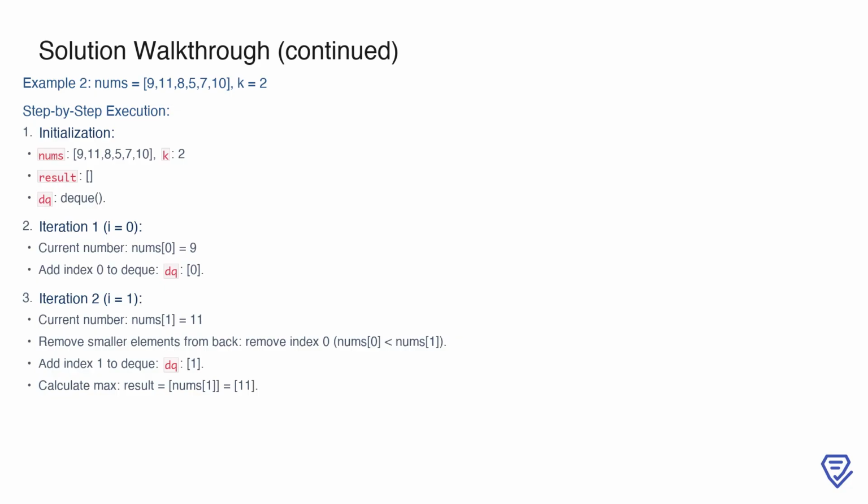In the first iteration, i equals 0, the current number is 9. We add index 0 to the deque, which now holds 0. In the second iteration, i equals 1, the current number is 11. Before adding this index, we remove smaller elements from the back of the deque. Since 9 is less than 11, we remove index 0. The deque is now empty, and we add index 1, so the deque holds 1. The maximum for this window is nums[1] or 11, and the result list is updated to 11.